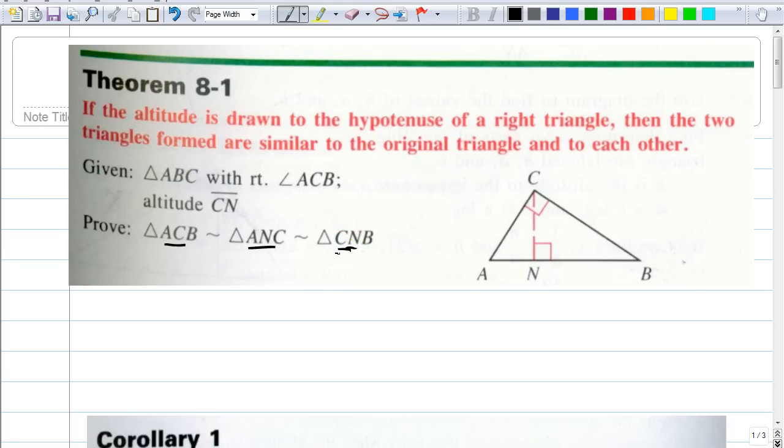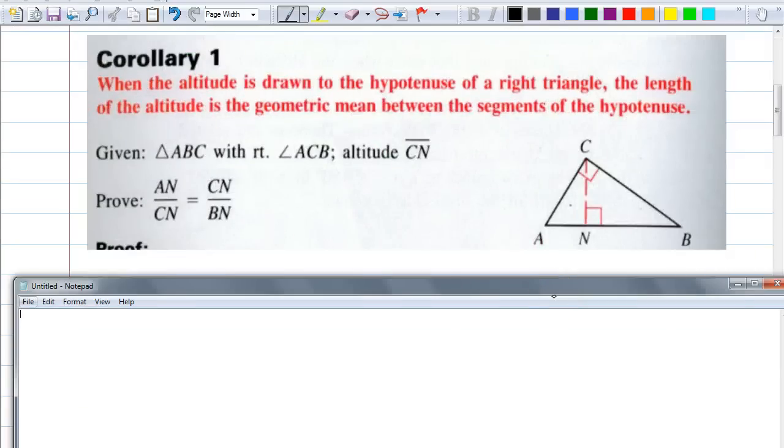So I want you to understand that, because whenever you write these similarities, you got to do it with the corresponding vertices and so forth. If you don't, then it's not quite true. So from this, and we talked about geometric mean and so forth, how is that related? Well, take a look at this corollary. Hold on, let me move it up. Okay, somebody read this for us. How about Narek? Can you read this for us?